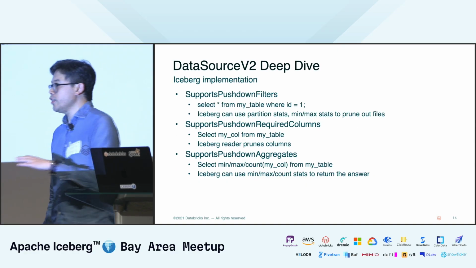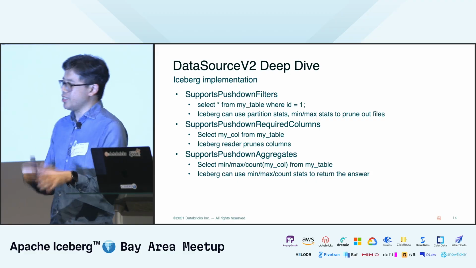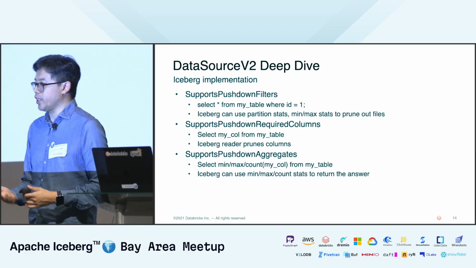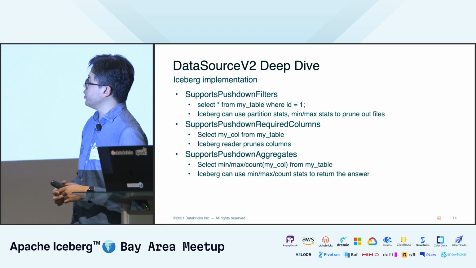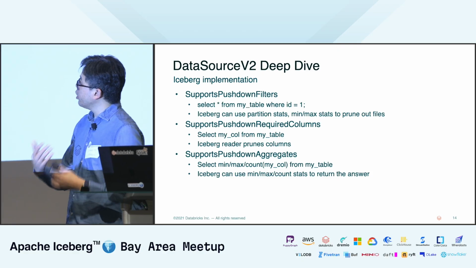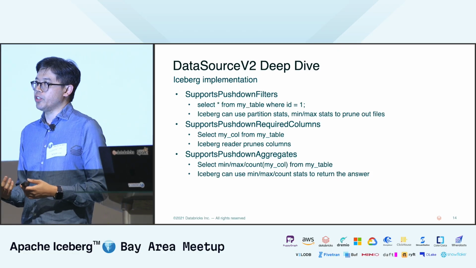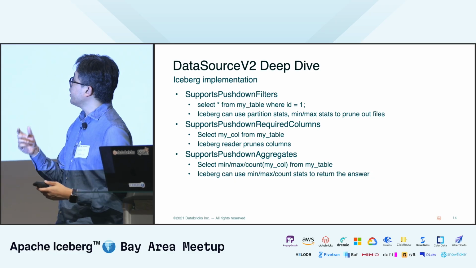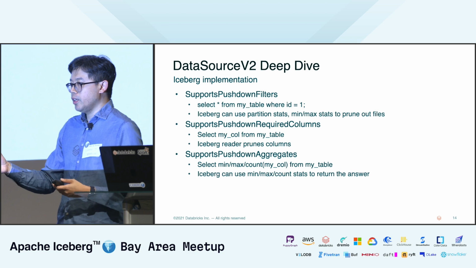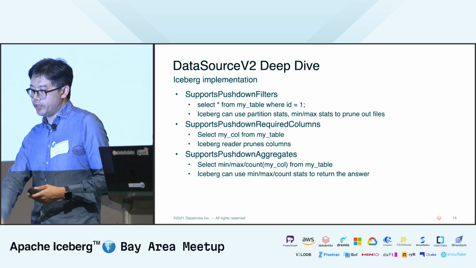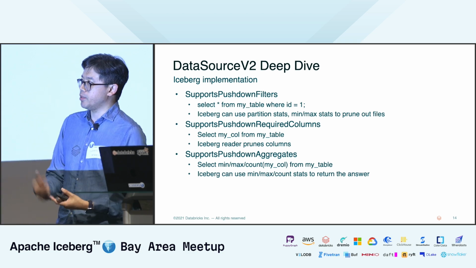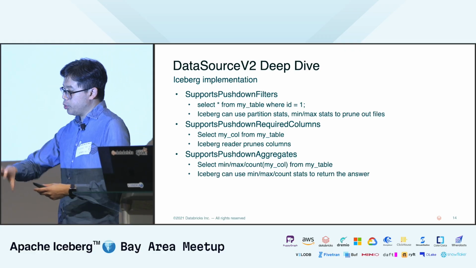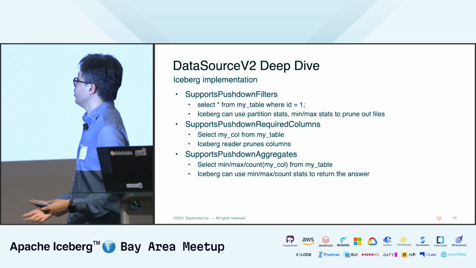And so to give some light on some of this, because it's kind of boring just to see a list of APIs, I'll talk about some examples that illustrate how Iceberg uses this. So, support pushdown filter. This is where Iceberg shines, right? Or a lot of the table formats. If you have a query, say select from my table where ID equals 1, Spark can push down the ID equals 1 down to Iceberg, and Iceberg, via the partition stats and the min-max stats from the metadata files, can prune out data files that don't match the filter.